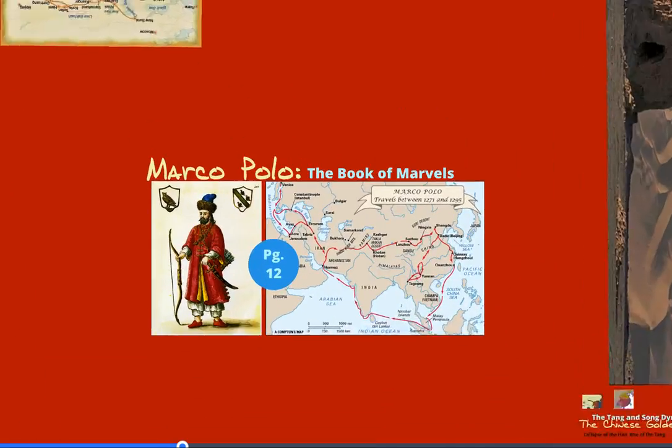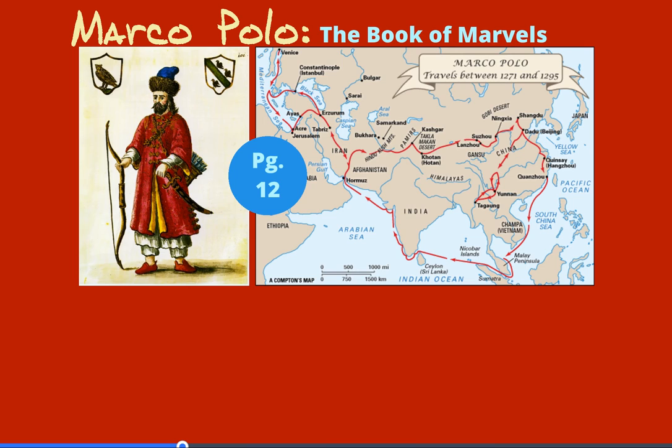Before we get into the nitty-gritty of what China was up to on the Silk Roads and the dynasties that emerged, you're going to take a peek at an Italian perspective on what was going on in China and the Silk Roads. So here you are on page 12. You're going to read the account of a really famous traveler of the Silk Roads, or supposedly a traveler of the Silk Roads. He wrote this book of marvels, Marco Polo, and supposedly it's an account of his travels that you can see in this map, going all the way from Venice in Italy, essentially across the Eastern Hemisphere to China over land, and then taking a sea route back home.